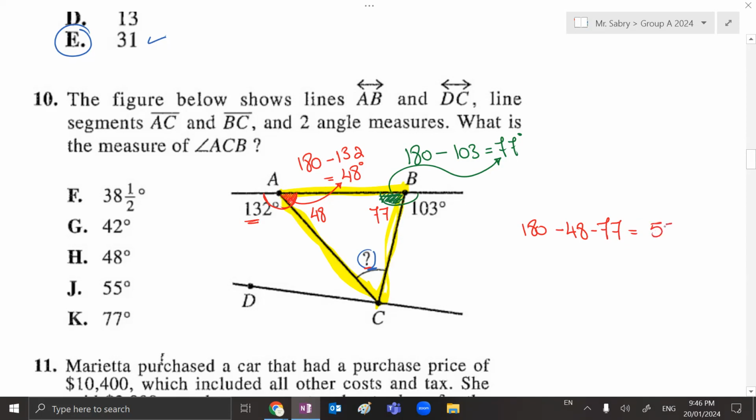That's 55 degrees, J. One of the easy, straightforward questions, nothing very hard. It uses the basics of geometry. But there's something very important: the parallel lines theory does not apply here at all. I can't say, for example, that this angle is 48 so this one is also 48. That's wrong, because he did not mention in any way that DC and AB are parallel to each other.